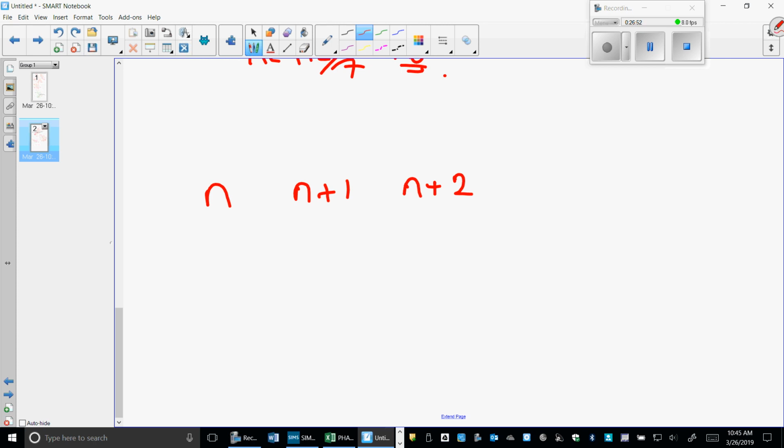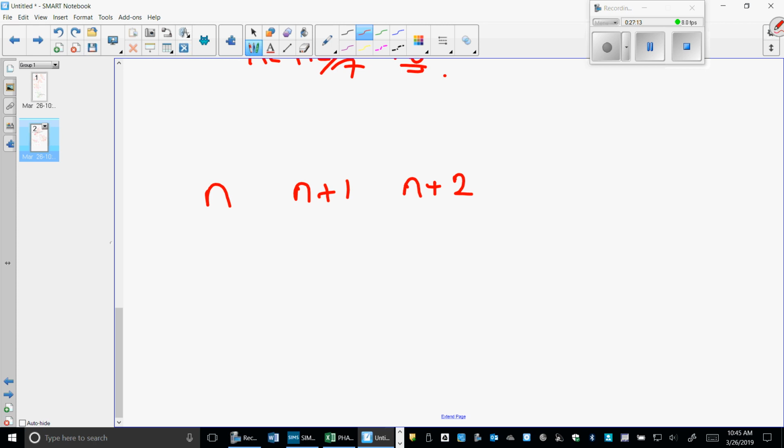So if it was like 5, then 5 plus 1 is 6. But we don't know what that number is yet, do we? No. So we have to show an expression for each of the numbers. So n, n plus 1, and n plus 2. We don't know what they are. That's how we would describe them.